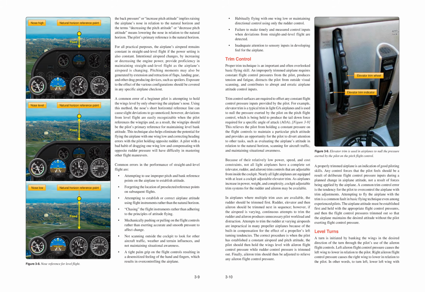The terms back pressure or increase pitch attitude imply raising the airplane's nose in relation to the natural horizon, and the terms decreasing the pitch attitude or decrease pitch attitude mean lowering the nose in relation to the natural horizon. The pilot's primary reference is the natural horizon. For all practical purposes, the airplane's airspeed remains constant in straight and level flight if the power setting is also constant. Intentional airspeed changes, by increasing or decreasing the engine power, provide proficiency in maintaining straight and level flight as the airplane's airspeed is changing.